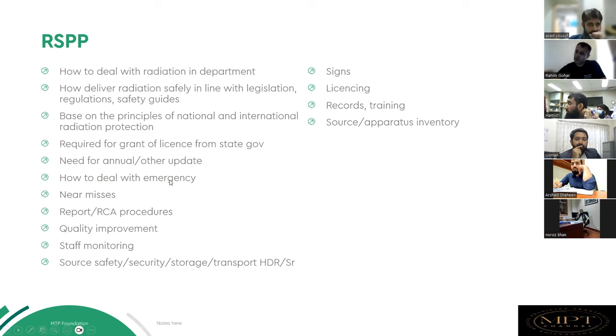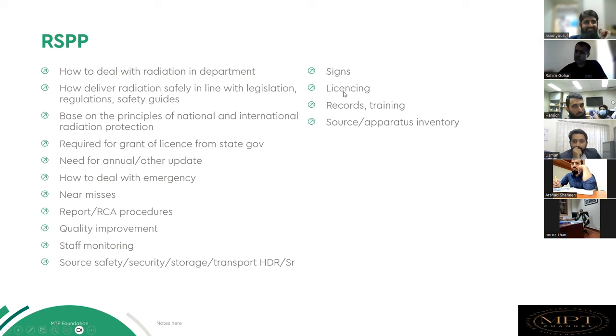In case of an emergency, what's your policy and procedure in your department? It should be written. If something is happening, who is responsible for what? What's the procedure? What's the first step someone needs to take? It should be written. And then near misses, how you are reporting them, the incident report and the root cause analysis, how you are doing that. One of the current practices which the TG is discussing is doing qualitative assessment. Equipment improvement, staff monitoring, how you are managing your doses, security of sources, signages, licensing. In our country, really, we don't need a license to operate radiation equipment, I guess.